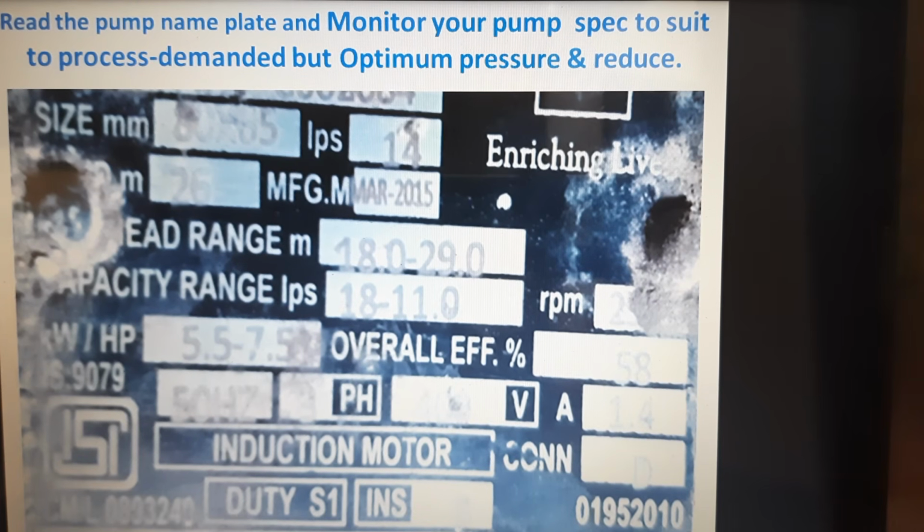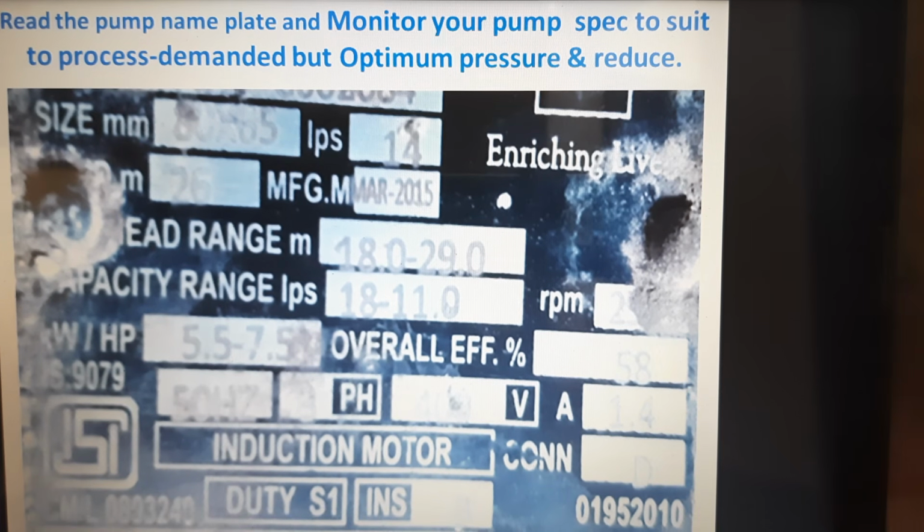You always refer to the pump nameplate, what is delivered. This is a 5.5 kilowatt pump, 7.5 HP pump, and the head range is around 18 to 29 meters, and the capacity is 18 to 11 liters per second. It's a circulation pump meant for water circulation, and the nameplate of the pump definitely matters, and how this can be optimized.